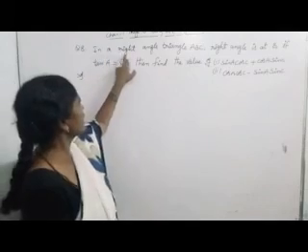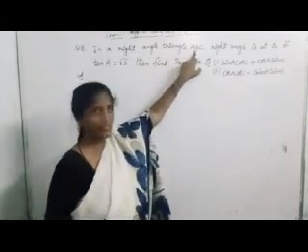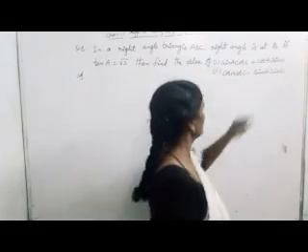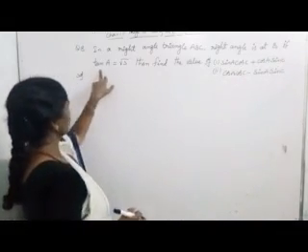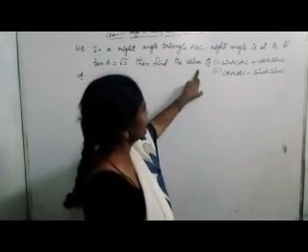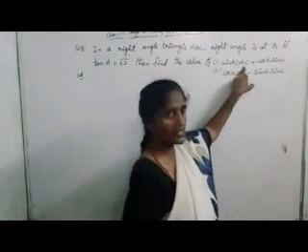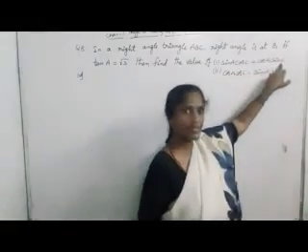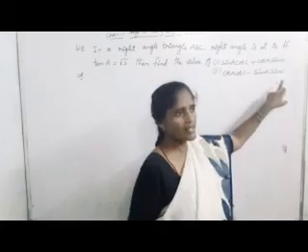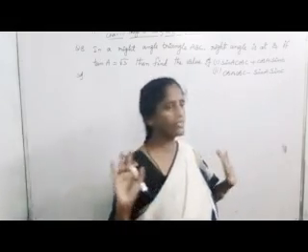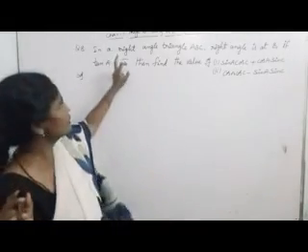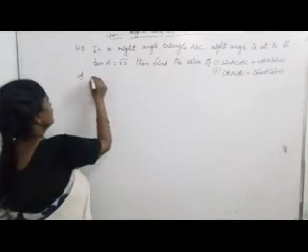In a right angle triangle ABC, right angle is at B. If tan A is equal to root 3, then find the value of sin A cos C plus cos A sin C, cos A cos C minus sin A sin C. We have to find that. Now we see, whatever is given in the question, we have to write first.